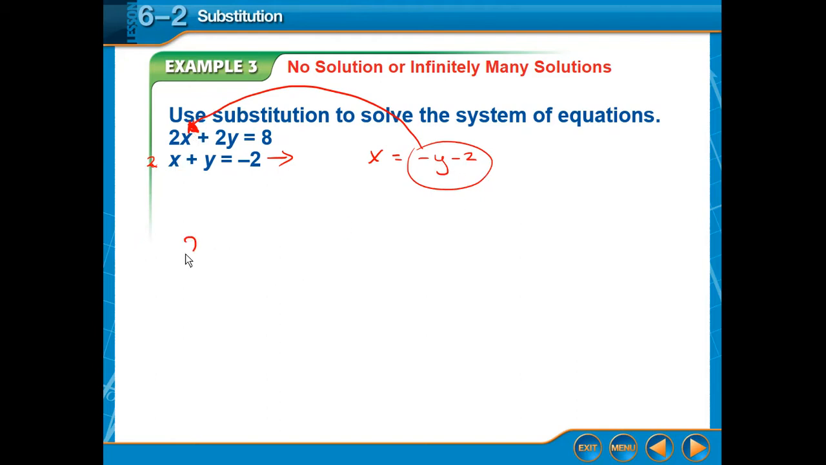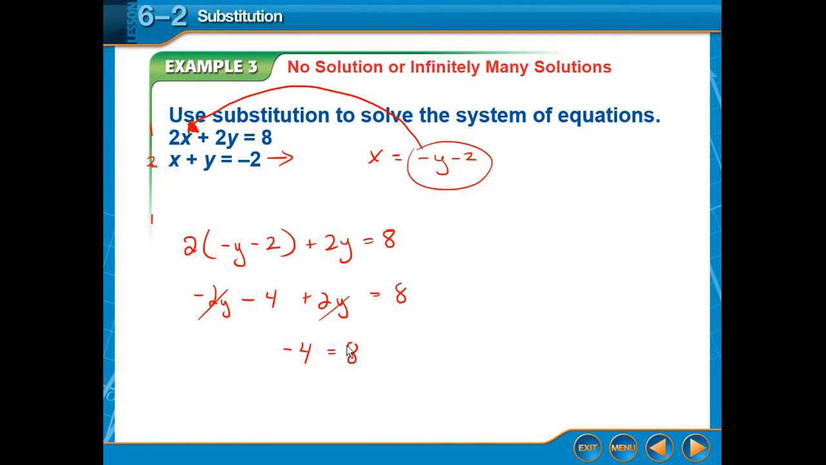So I'm going to have 2 times (negative y minus 2) plus 2y equals 8, which is what equation 1 becomes. So I'm going to distribute: negative 2y minus 4 plus 2y equals 8. If I combine my like terms, I have negative 2y and positive 2y. They cancel each other out. So what I get is negative 4 equals 8.